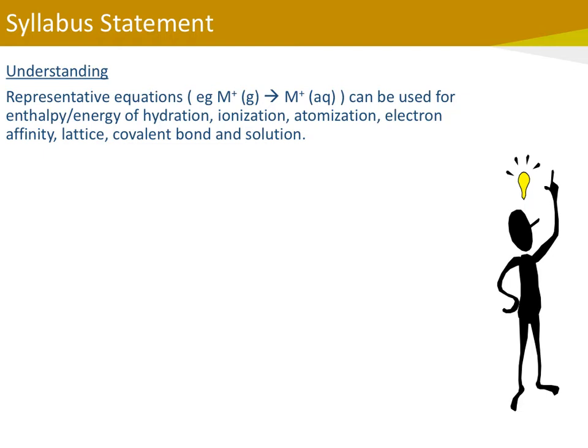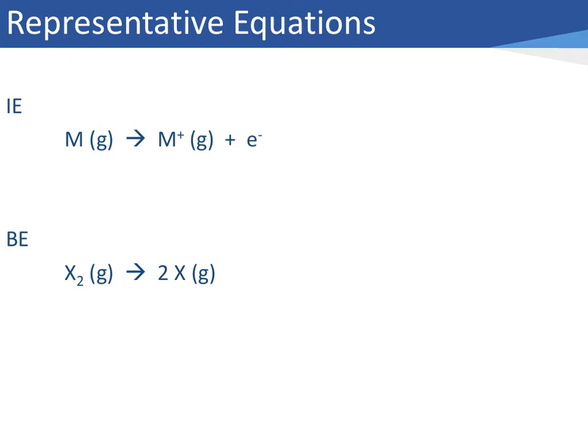First of all, an understanding, this is a simple one. Representative equations can be used for enthalpy, energy of hydration, ionization, atomization, electron affinity, lattice enthalpy, covalent bond, and solution. Let me give you an example. For ionization energy, I can use a representative equation. The metal in the gas form becomes the metal positive ion in the gas form plus that electron. This is a representative equation.